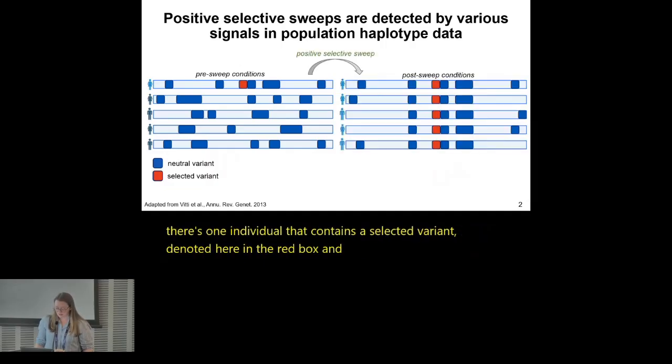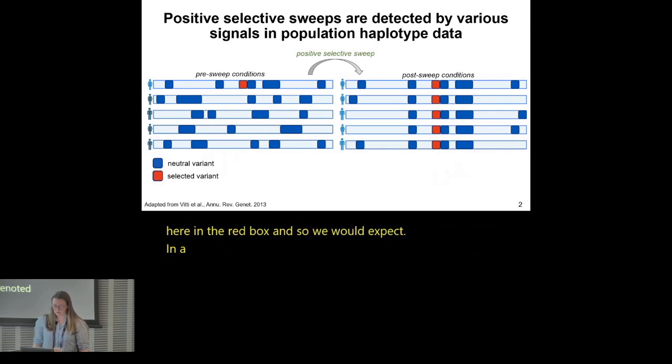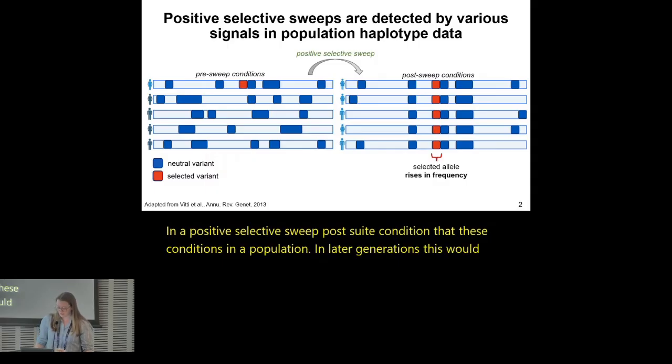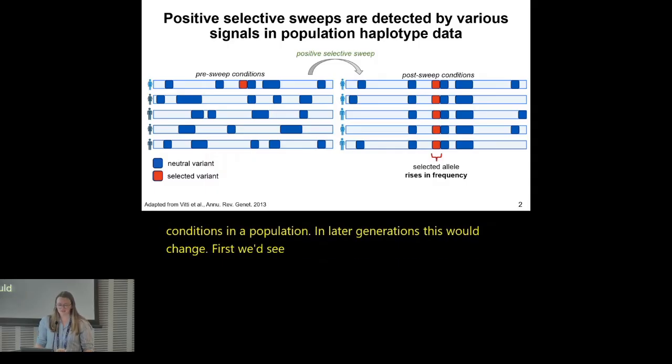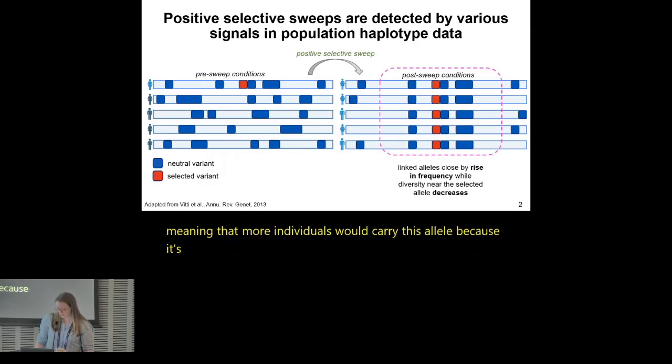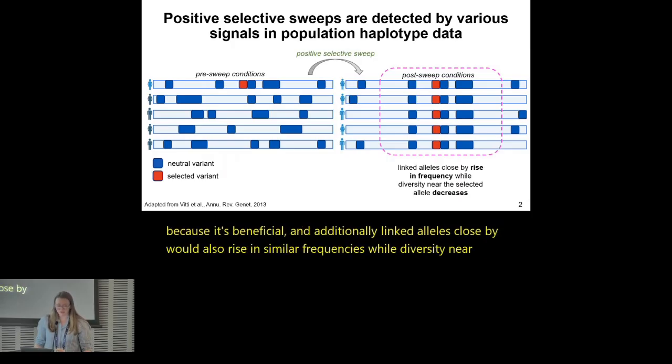And so we would expect in a positive selective sweep, post-sweep condition, that these conditions in a population in later generations would change. First, we'd see a rise in frequency of the selected allele, meaning that more individuals would carry this allele because it's beneficial. And additionally, linked alleles close by would also rise in similar frequencies, while diversity near the selected allele will decrease.